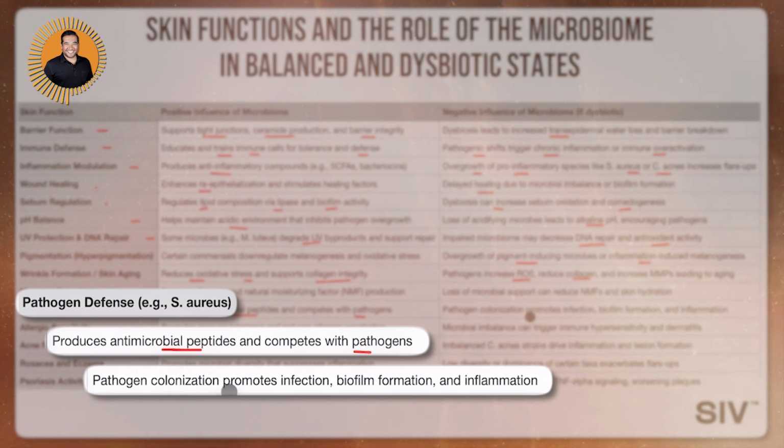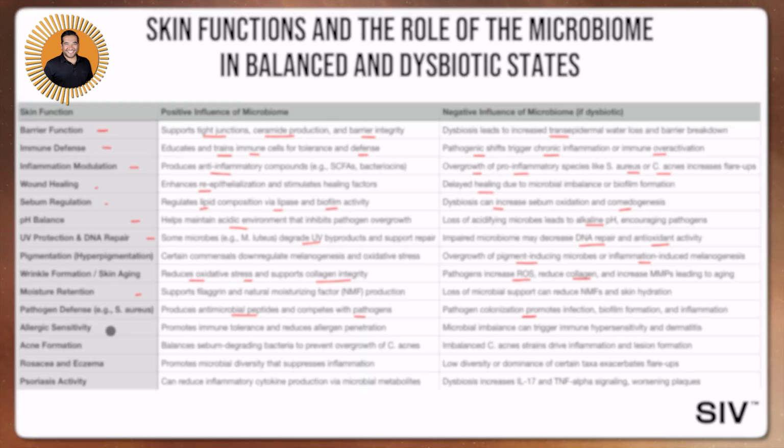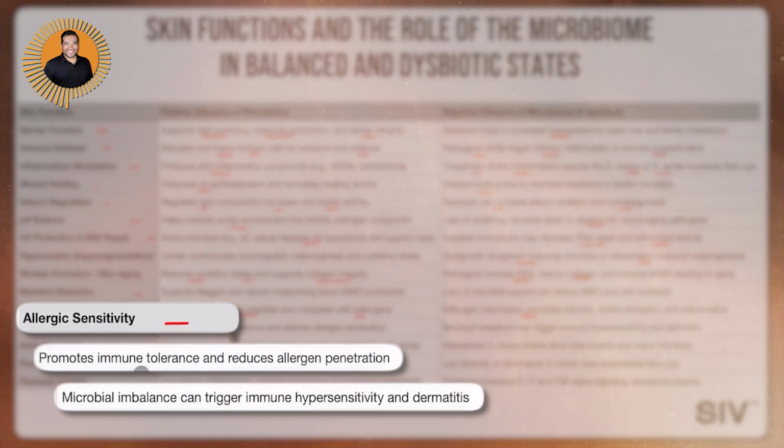They are pathogens themselves, and they colonize the skin microbiome. They promote infections, biofilm formation, and so on. When we look at allergic sensitivity, it promotes immune tolerance and reduces allergen penetration. Now, this is really, really important because we have an epidemic of allergy and asthma in the Western world, especially among kids.